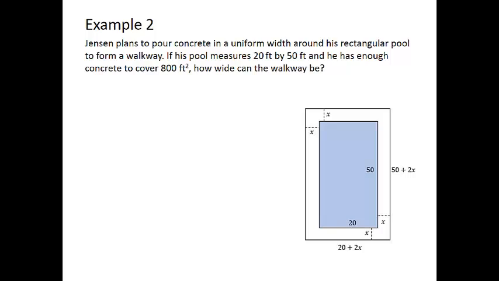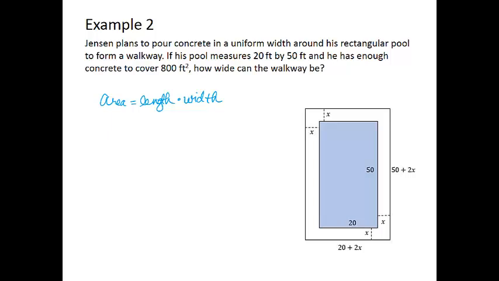So this is getting into the area formula, in which we know the area of a rectangle is length times width. The issue here is that the concrete will only cover the area around the pool. It won't cover the actual pool. And so the way we have to do this problem is we find what's the huge area, right? If we looked at the pool and the walkway, what is that combined area? But then we subtract out the area of the pool, and that leaves just the area of the walkway.